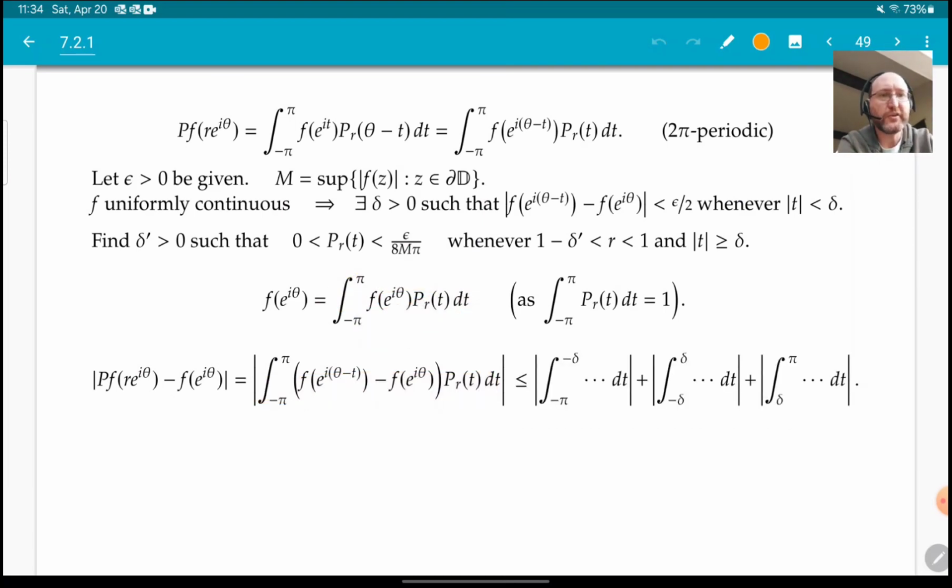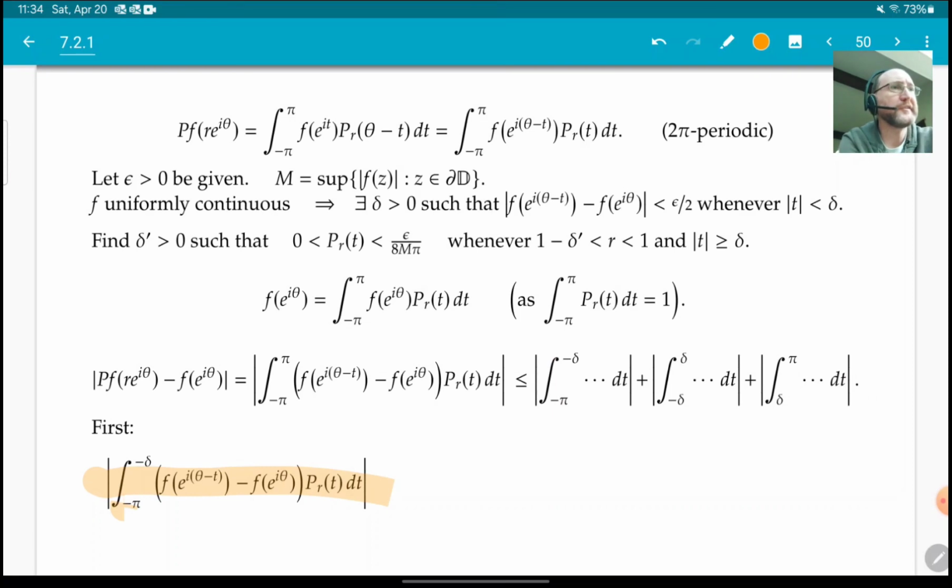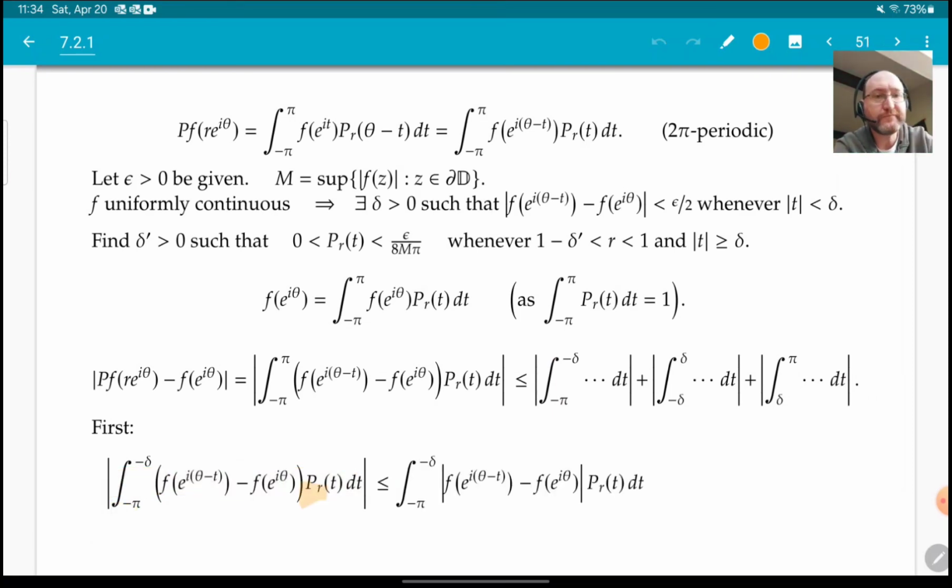But now I'm going to first split the integral into three pieces: from minus pi to minus delta, from minus delta to delta, and from delta to pi. And we can deal with each one of them separately. So first, let's look at this on minus pi to minus delta, and now let's put the absolute value inside. P_r, the Poisson kernel, is positive, so it doesn't really care. So I have this guy over here, and I have this bound, sort of the most brute force bound for this. It's at most twice M. Then the size of this integral is pi minus delta, right?